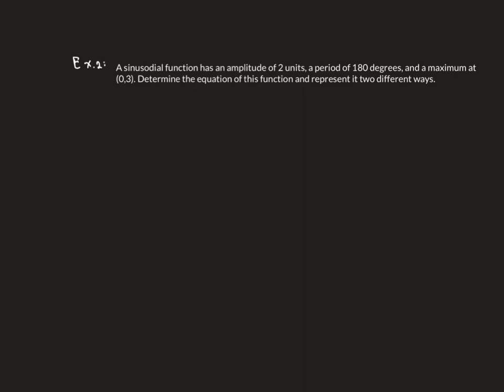So the first thing you always want to try to find out is your k value. So find k. That should always be your first step in these matters. So k is always going to be 360 degrees divided by the period. Well, it already tells me my period is at 180 degrees.